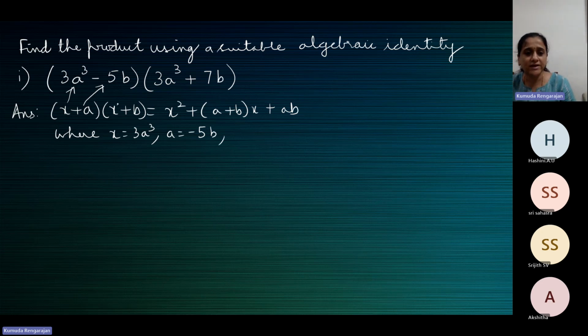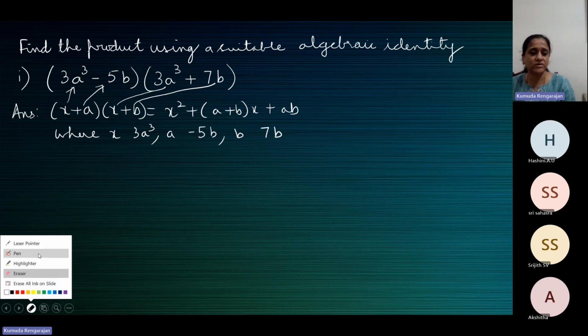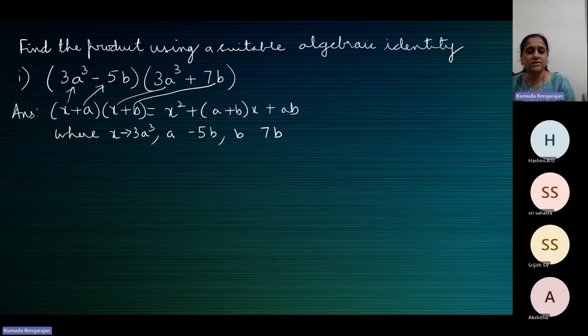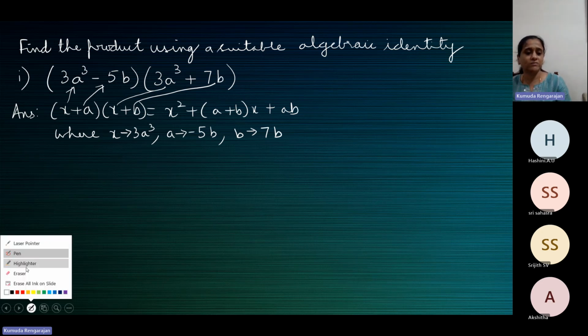Then what is this? x is 3a cubed and b is 7b. If you feel like it, instead of the equal to sign, you can just use an arrow like this, where x means 3a cubed, a is this and b is this. You're comparing. One minute, I'll just make it more clear.